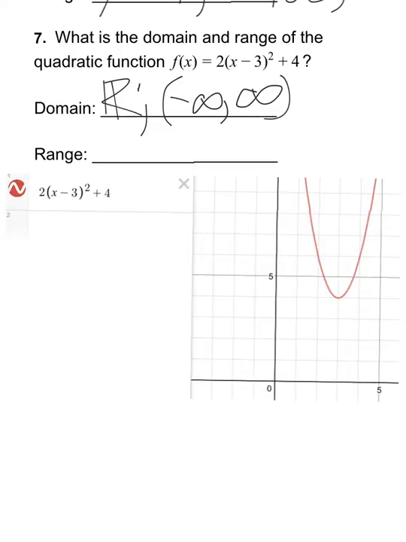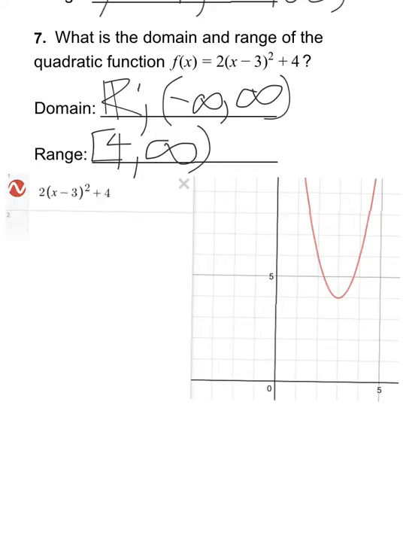Now the range, what's the lowest point? It's at positive 4, and then it's going up. So I'm going to say positive 4 in a bracket to infinity in parentheses. All right. Remember, if it was going down, it'd be negative infinity in parentheses and a 4 in a bracket, but it's going up.